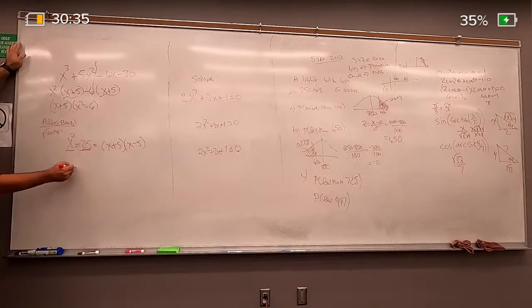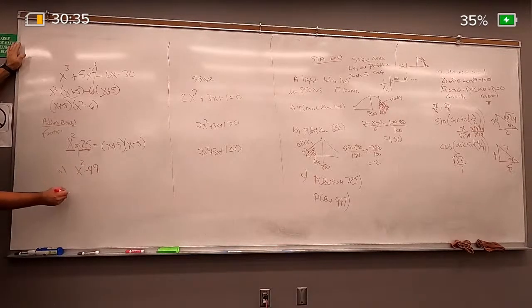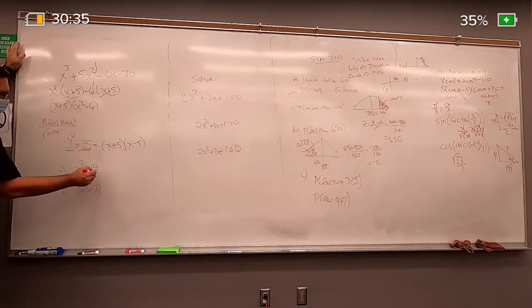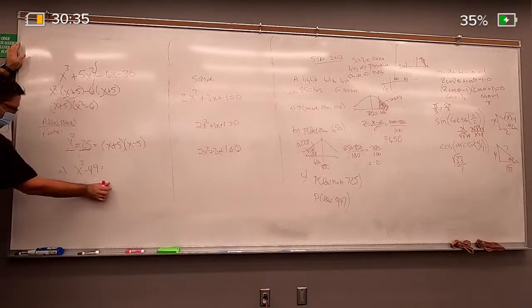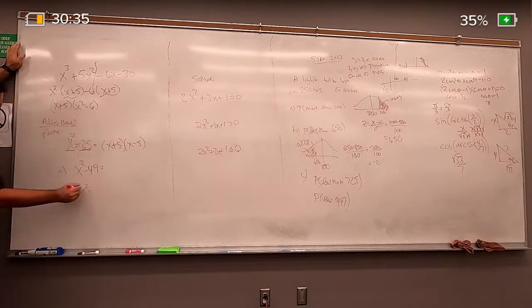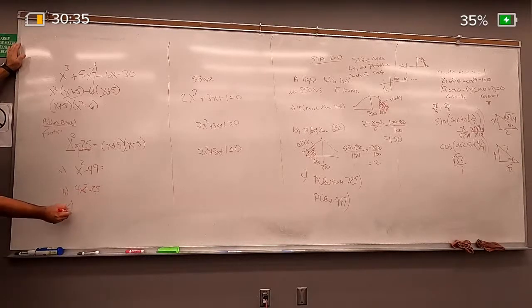All right, so let's try this. x squared minus 49 and 2x squared minus 72. No, just kidding. 4x squared minus 25, and then 2x squared minus 72. That's your last three for the day.